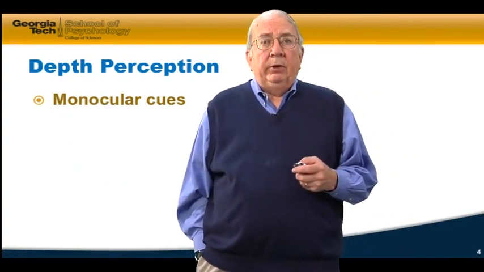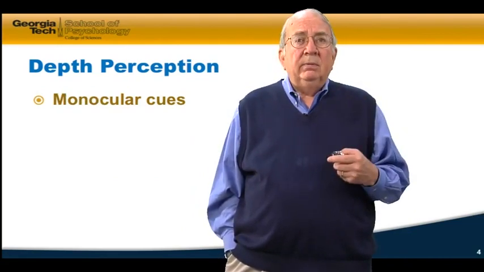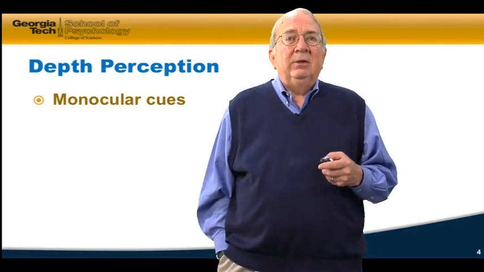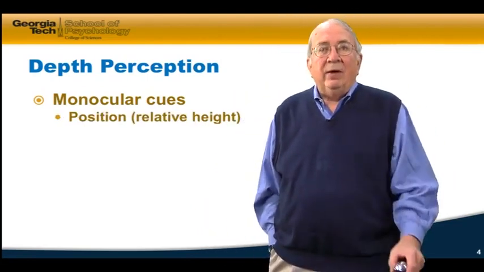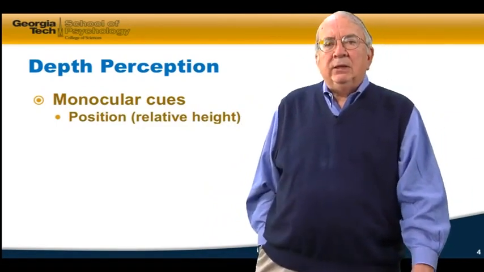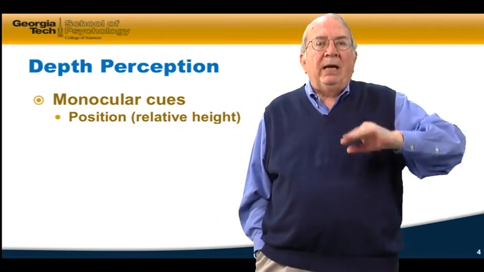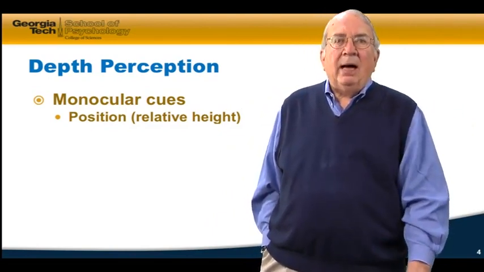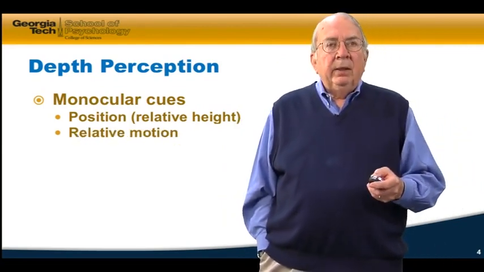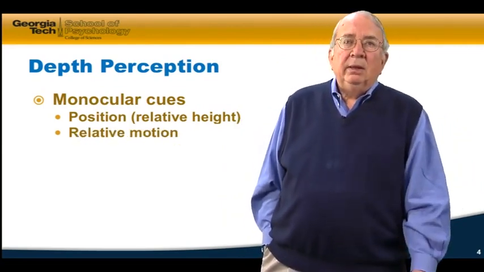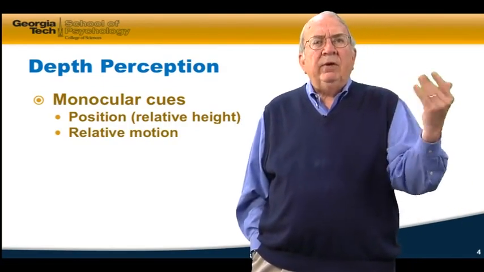But we also have monocular cues. These are cues in the environment that we don't really need to have muscle feedback or two eyes to detect how far something is away. The first is position, or relative height. And that idea is that if something is at the top of a visual field, it tends to be further away than if it's close to us at the bottom of the visual field. So things at the top or higher tend to be seen as further away. We also have relative motion, and that is that if something is close or far away from us, it tends to move differently as we're moving.